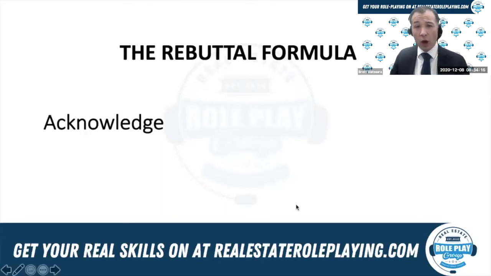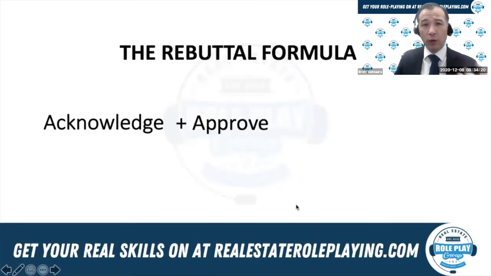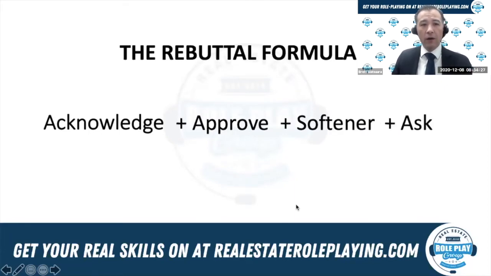Okay, so the rebuttal formula, this is how it goes. Number 1, acknowledge. You have to acknowledge what they had just said to you. Number 2 is you have to approve, make them feel that they're right. Number 3, you have to embed a softener. And then number 4, you need to ask a question. Okay, because the person who always controls the conversation always asks the questions. If you're not asking the questions, then you're not controlling the conversation. You're on the defense.